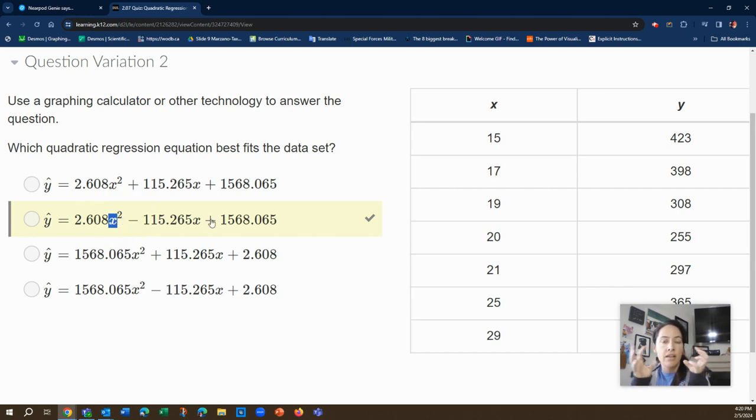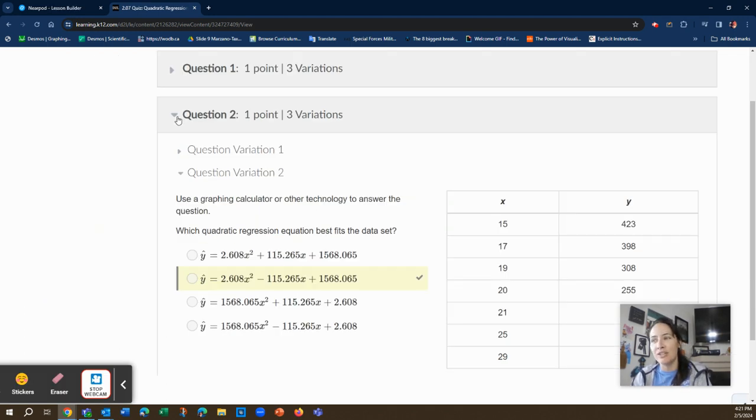It's very basic, just what do I see in terms of vocabulary, because a lot of math seems scary, but it's just our vocabulary. The coefficient of this quadratic term is 2 and 608 thousandths. Wait, no. Tens, hundred-thousandths, 608 thousandths. Okay, anyway, that's question 2.